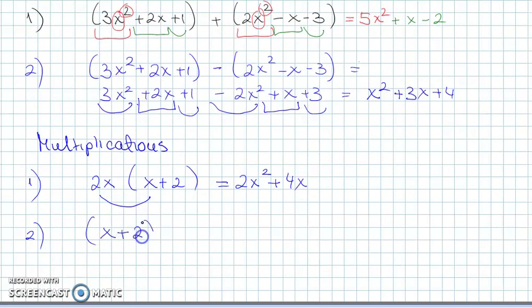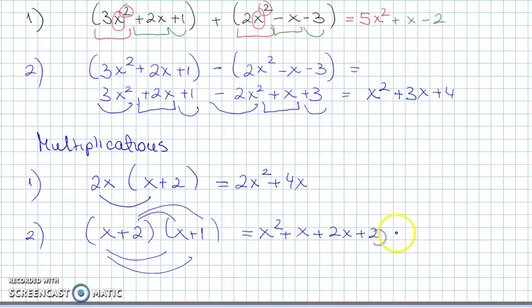Second example, a little bit more work, but it's the same idea. So if I have x plus 2 times x plus 1, so I have two binomials. I have to, as you call it, FOIL it. X times x is x squared, x times 1 is x, 2 times x is 2x, and 2 times 1 is 2. So now you just have to combine the terms again. X squared plus 3x plus 2.